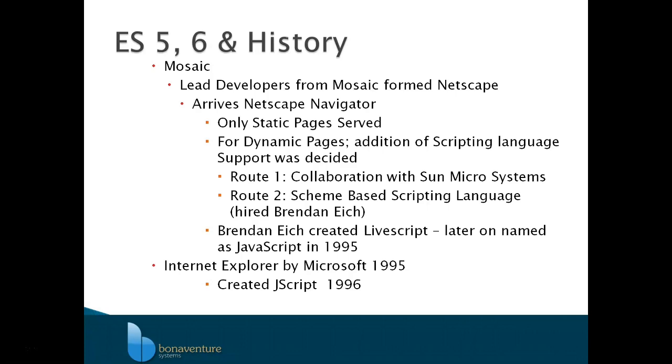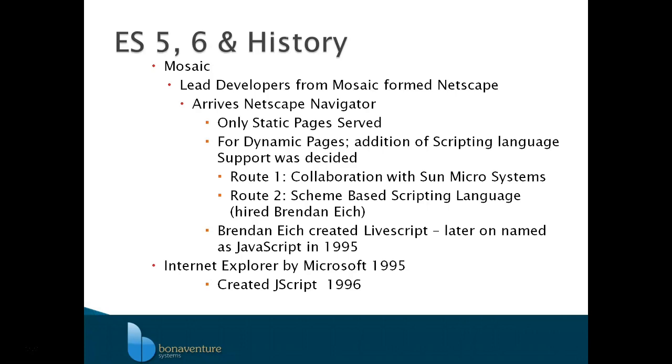There were two different approaches available back then. Two different languages were very popular: one was Java from Sun Microsystems and one was Scheme. Brendan Eich was assigned the work of either collaborating with Sun Microsystems and developing something similar to Java but working inside a browser, or defining something similar to Scheme, and then ultimately creating a language.